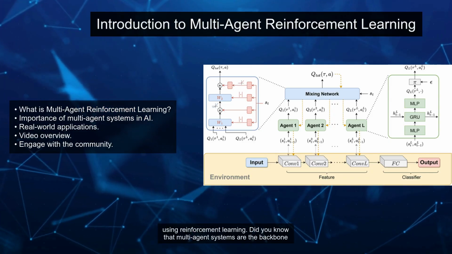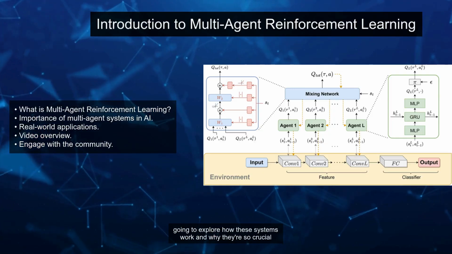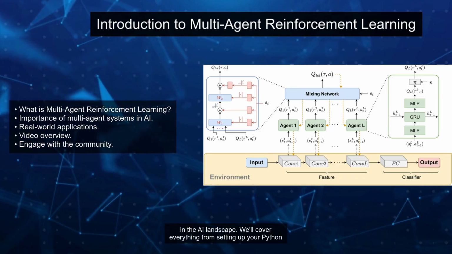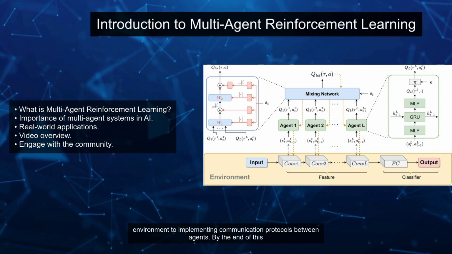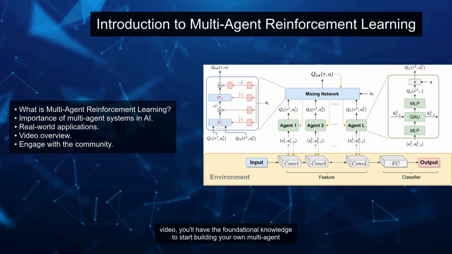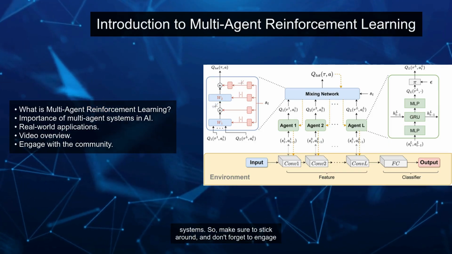Did you know that multi-agent systems are the backbone of complex AI applications like autonomous vehicles and smart grids? Today, we're going to explore how these systems work and why they're so crucial in the AI landscape. We'll cover everything from setting up your Python environment to implementing communication protocols between agents. By the end of this video, you'll have the foundational knowledge to start building your own multi-agent systems.